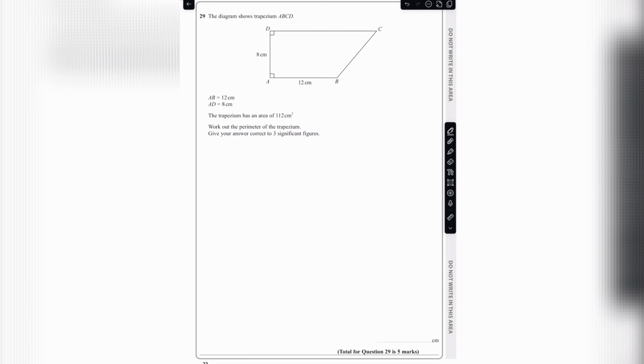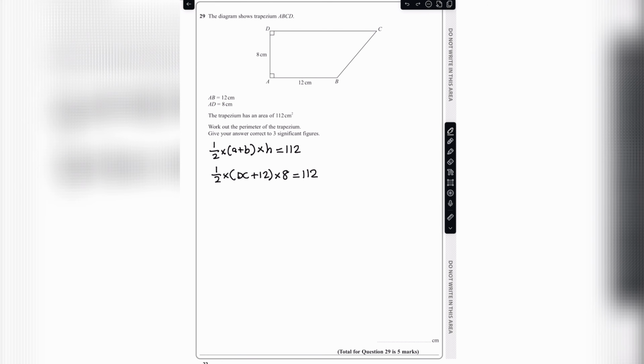So the first thing we know is that the area of the trapezium, which is a half multiplied by A plus B, which are your parallel lengths, multiplied by the perpendicular height, equals 112. So if we substitute the lengths of the trapezium into this equation, we can hopefully determine one of the parallel lengths. So in this case, we have a half multiplied by the length DC plus 12 multiplied by the perpendicular height, which is AD, which is also 8 centimeters, and that equals 112.